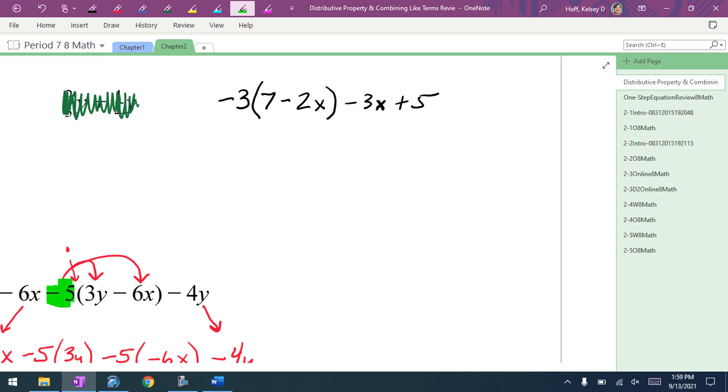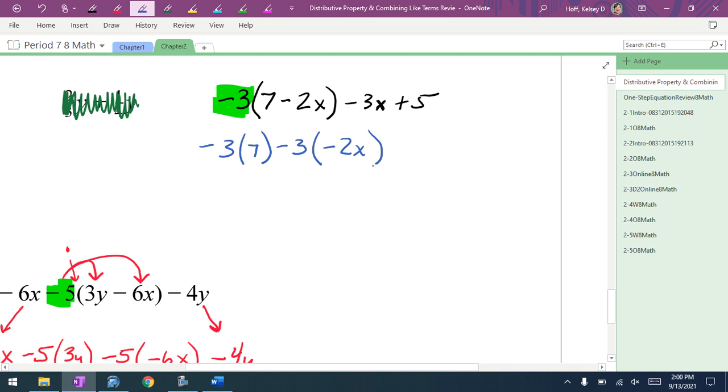What number am I distributing? Negative 3. So you should have written negative 3 times 7, negative 3 times negative 2x, and then drag down minus 3x and plus 5. Those don't get multiplied because they're not in parentheses.